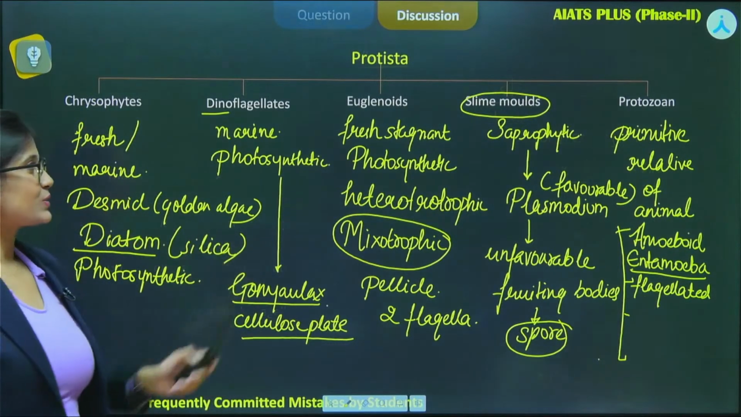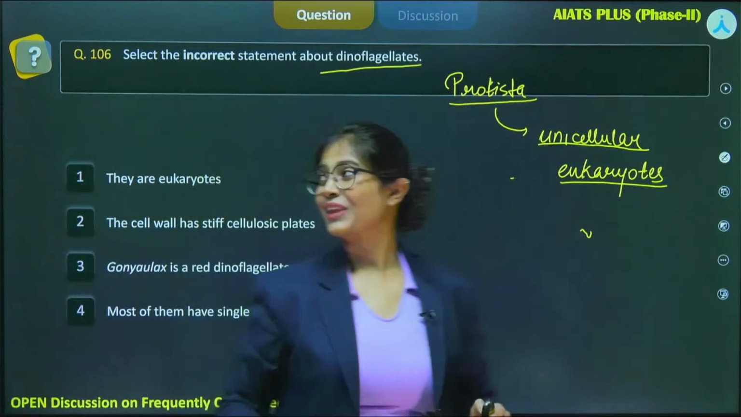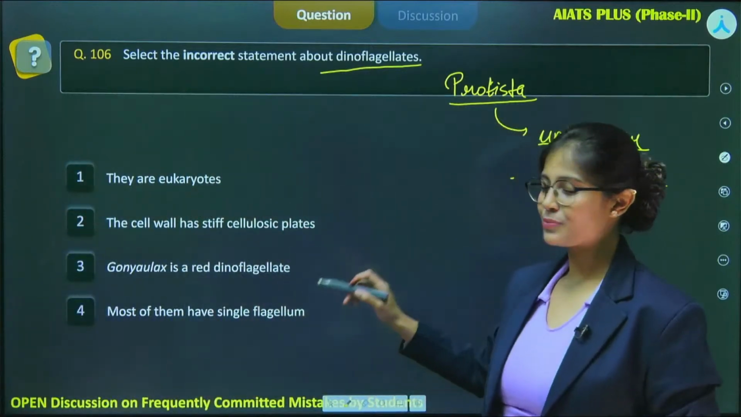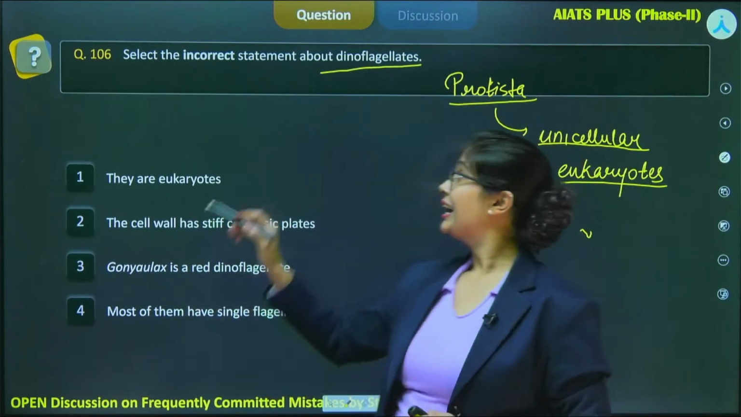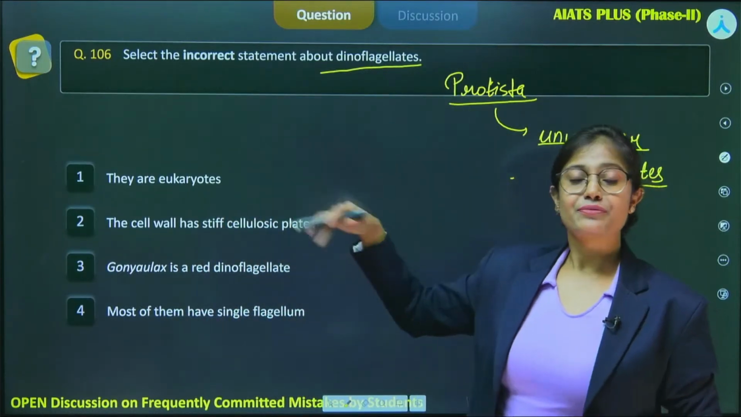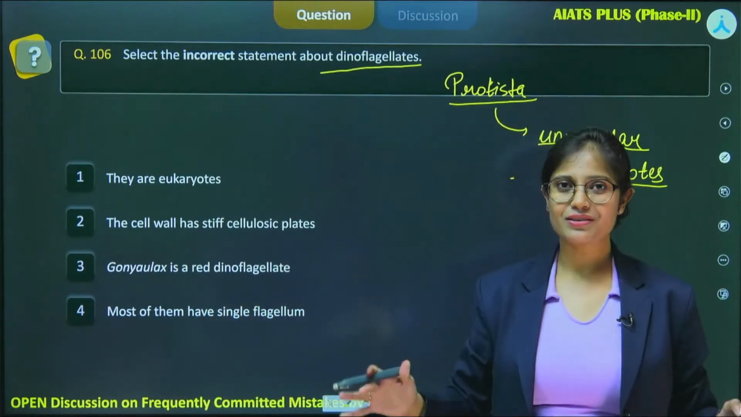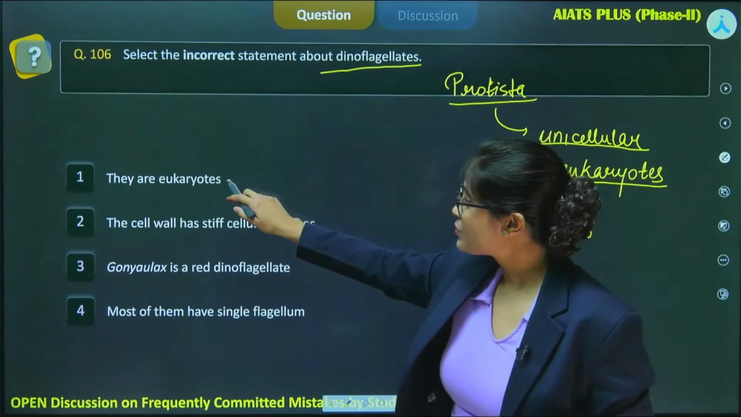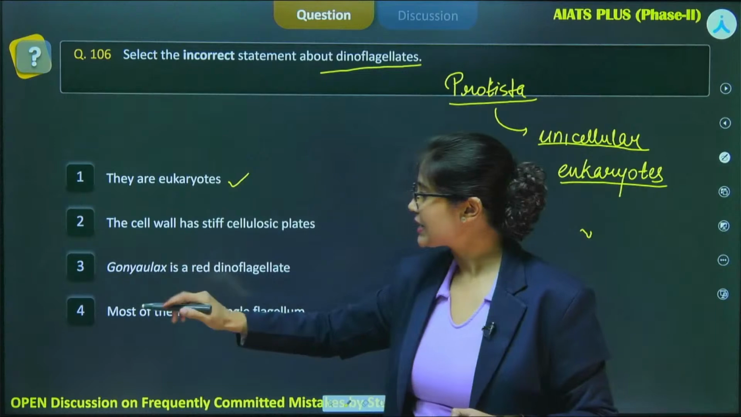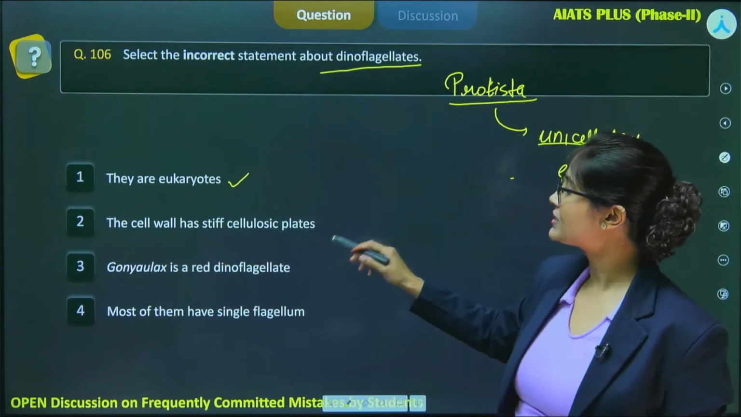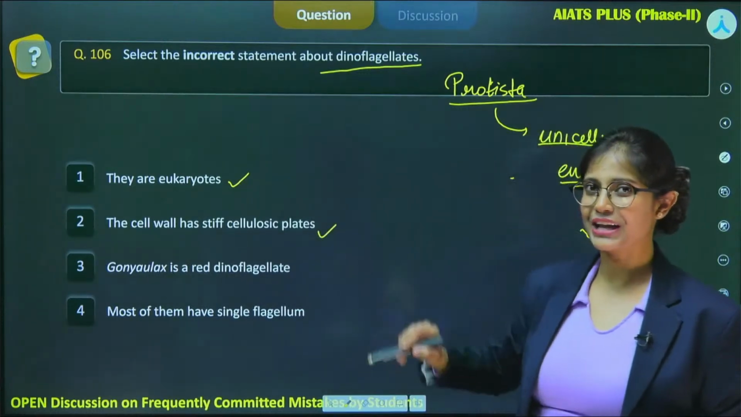Now, let's get back to the question. The question is actually asking about the feature for dinoflagellate. Now, let's see the options. The first one is they are eukaryotes. Dinoflagellates are present in the kingdom Protista, which includes all the unicellular eukaryotes. So, this feature is true for dinoflagellates. The next feature is the cell wall has stiff cellulosic plates. Yes, it is also true for dinoflagellates.